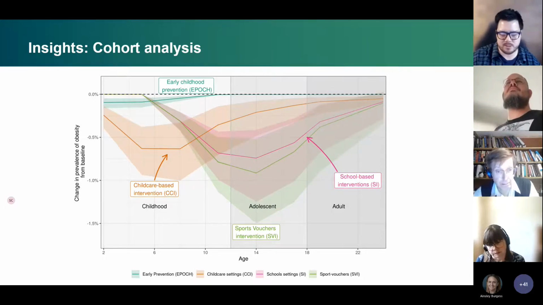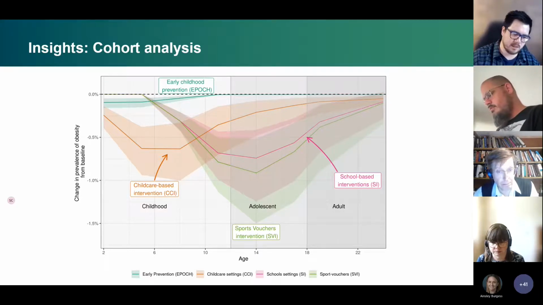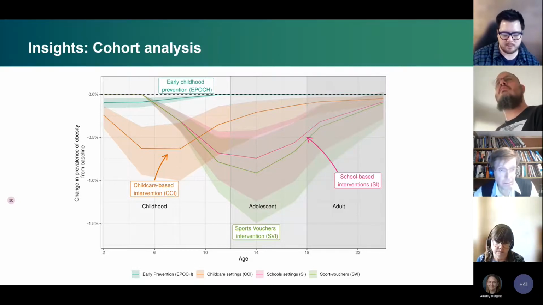Similarly, for the sports vouchers, the participation profile around age is heavily skewed towards adolescence, so we see a much bigger effect in adolescence compared to earlier age groups. And the shaded region here again indicates the uncertainty around these estimates.